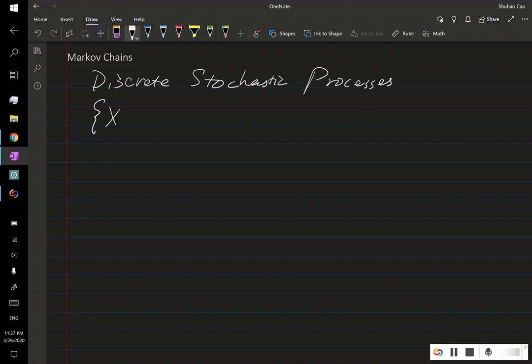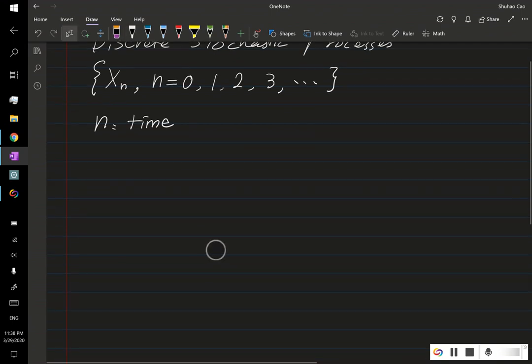Alright, so we have X sub n. And this n can be 0, 1, 2, 3, etc. up to infinity. And n is like time. Okay. So for example, when n is 0, this is like we start our clock.